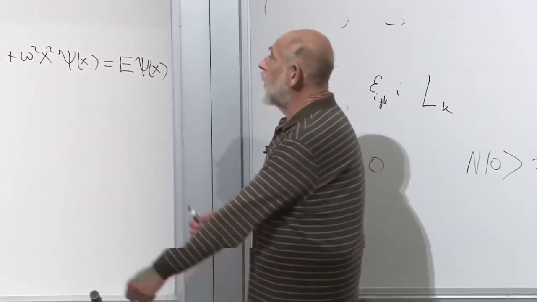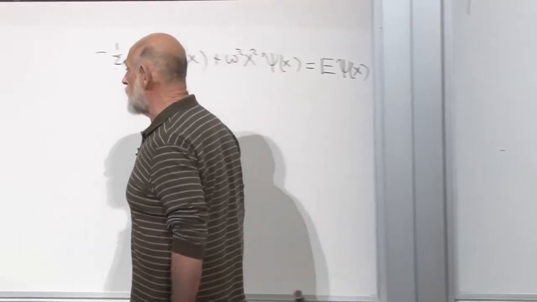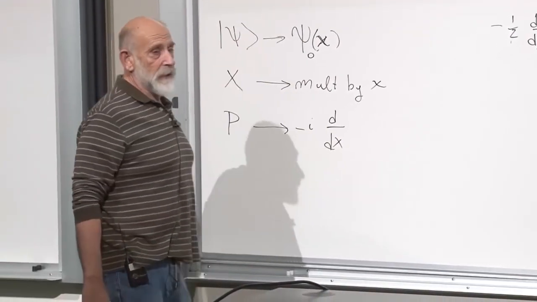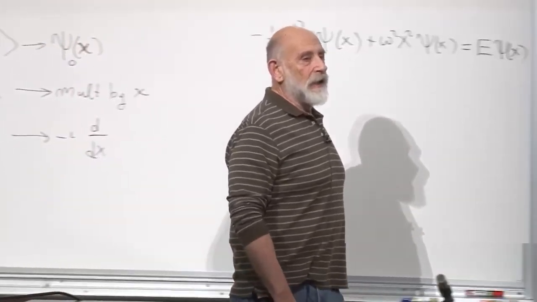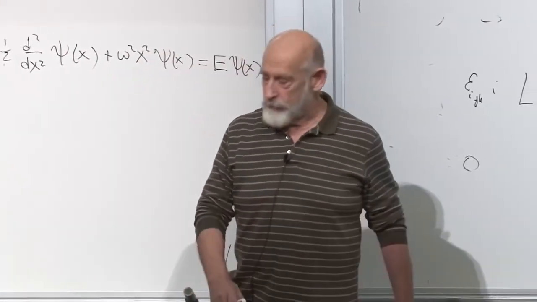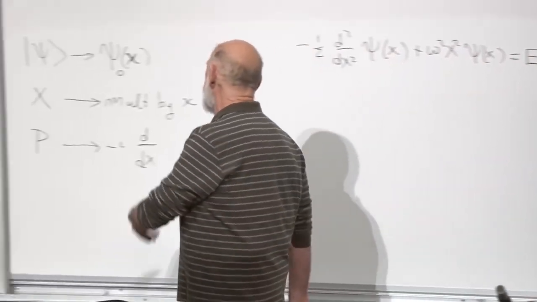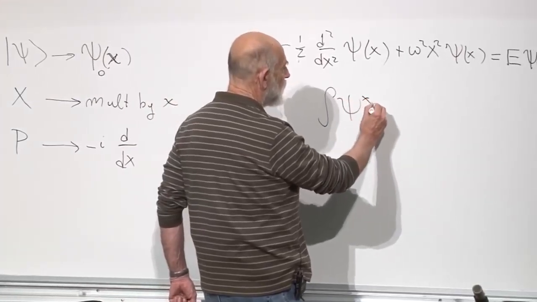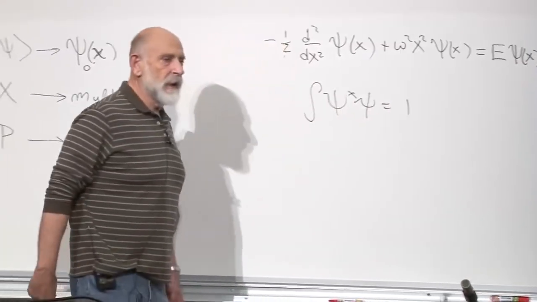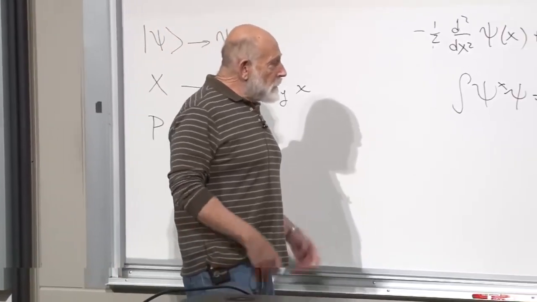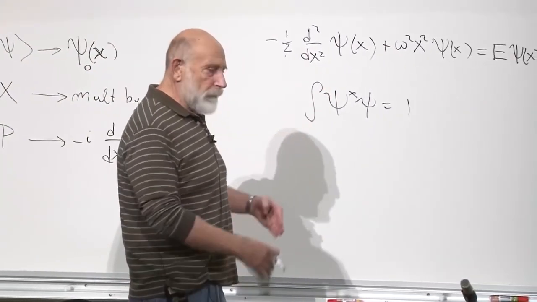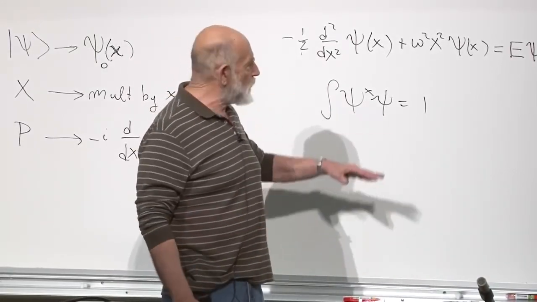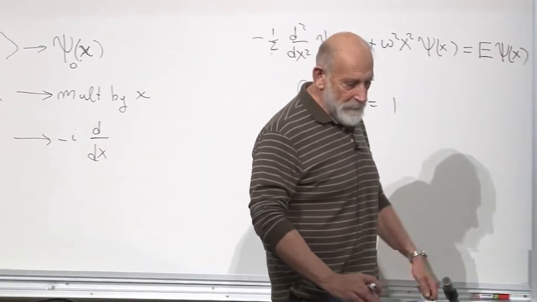So the rule is, one more rule, and we've talked about this last quarter or 3 quarters ago or whenever it was, is that what you mean by an honest vector here is one whose square is integrable. Integral psi star psi equals 1. There are some exceptions to this. For a particle moving on an infinite line, sometimes we introduce momentum states and position states, which are a little weird in this way.